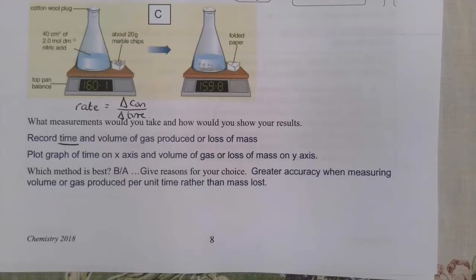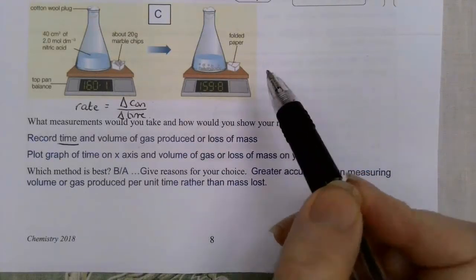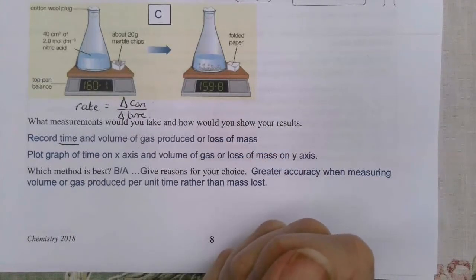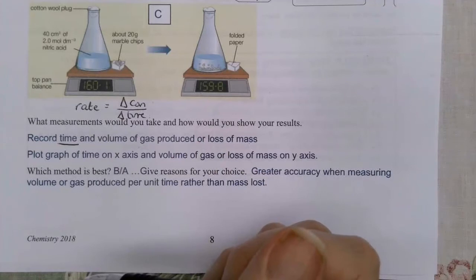Recording the changes in mass is the same as the one we talked about on the previous page, where, again, this is used for the loss of mass as a gas escapes. It's usually not as widely used as the gas syringe method, but it's still a method you need to be aware of.